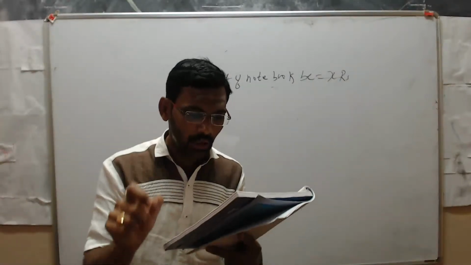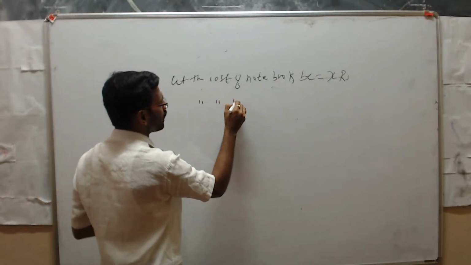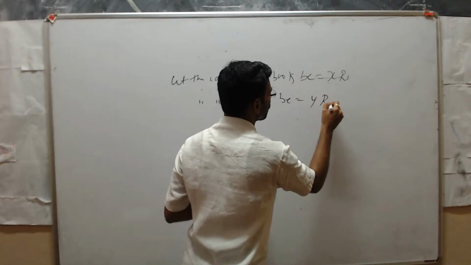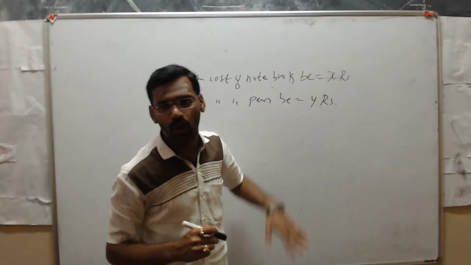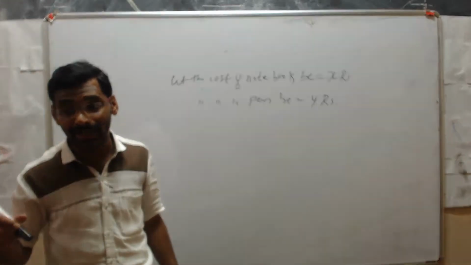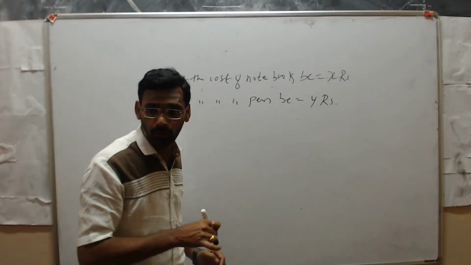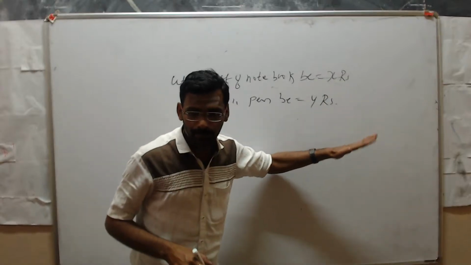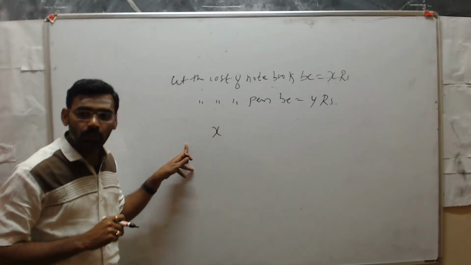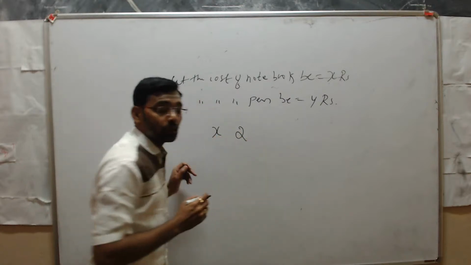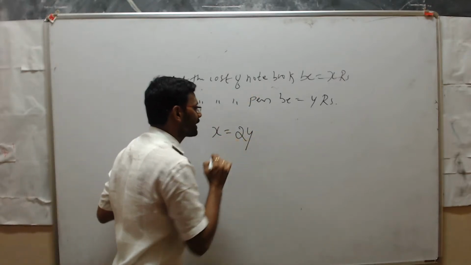Look at the question carefully. Take the cost of notebook be x and the cost of pen be y rupees. The notebook is x, the pen is y. We should represent the statement in the form of a linear equation in 2 variables. What does it say? The cost of notebook is twice the cost of pen. The cost of notebook is x. It is 2 times the cost of pen, and the cost of pen is y. Therefore x is equal to 2y.